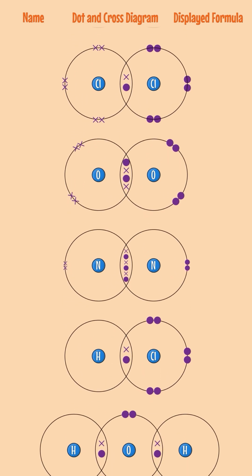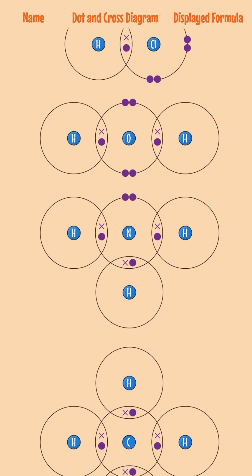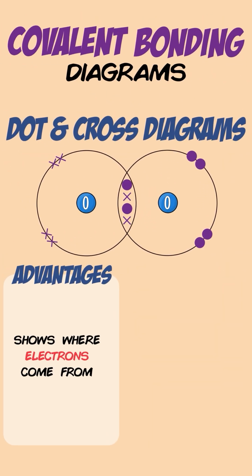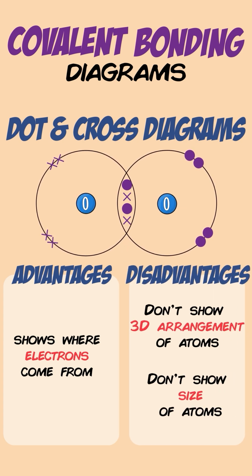These covalent structures can be represented in 3 different ways, and each have advantages and disadvantages. Dot and cross diagrams are good at showing where electrons of atoms have come from, but they're not good at showing 3D arrangements or the sizes of the atoms.